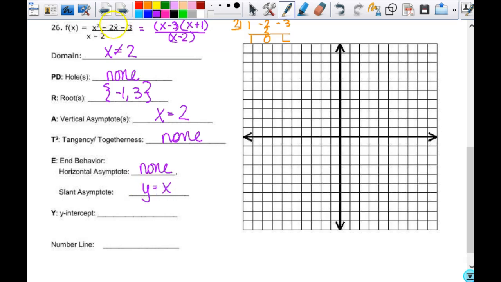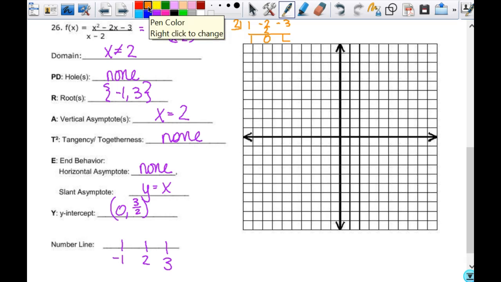Y-intercept, I prefer to look at this one and cross out my x's there. It's going to be 0, 3/2. So on my number line, I have my roots, which are -1 and 3, and my asymptote, which is 2. So those are the 3 things I need there.